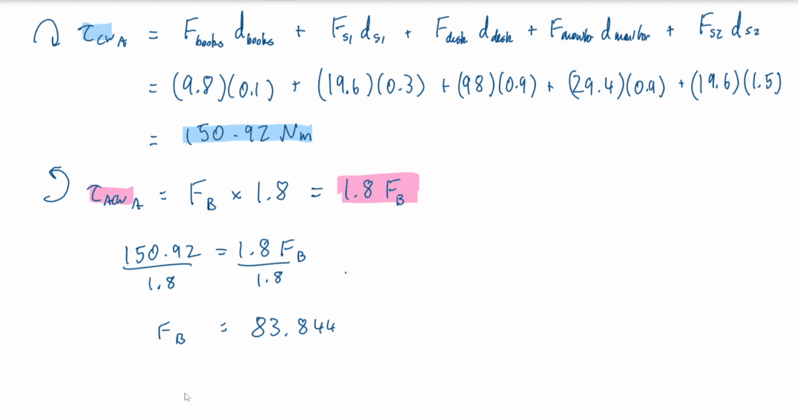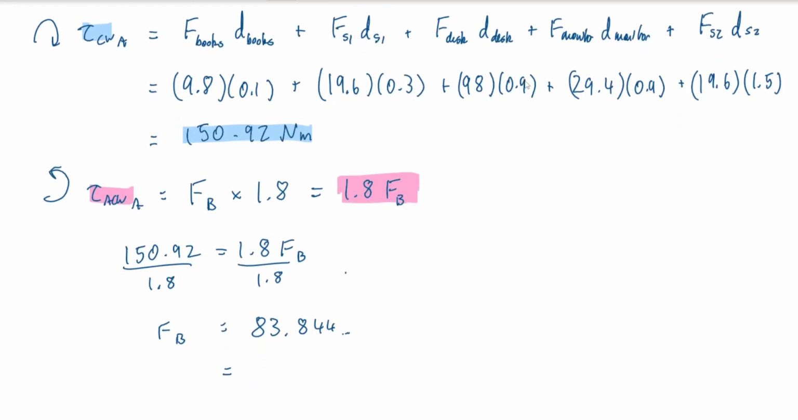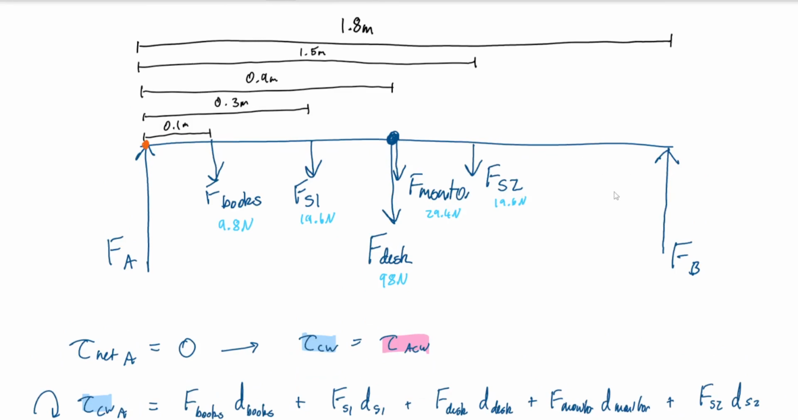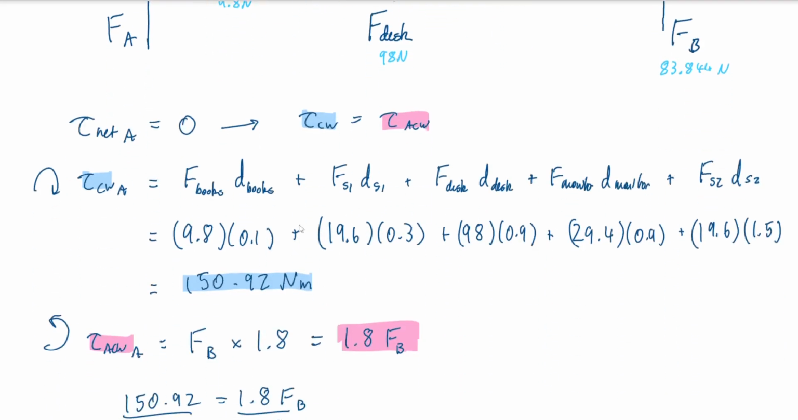83.8, which rounded, what are we going to round to? I guess it's got to be one significant figure because our distances are given as one significant figure. 80 newtons. Right? But we keep our unrounded version for further calculations. So back to our diagram, we've worked out FB as 83.844 newtons, unrounded, by using the net torque equals 0.